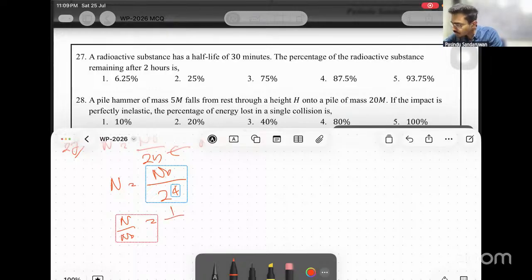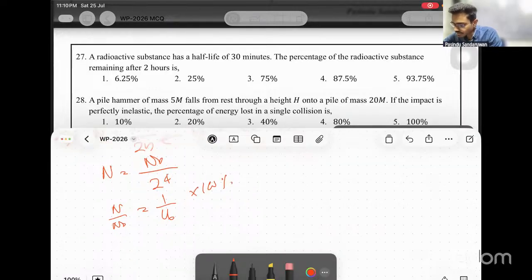Then 1 over 2 to the power 4. 2 to the power 4 is 16. Then the ratio is asked, percentage is asked. Then percentage of this is 100 over 16, that is 6.25. That's an easy one. 6.25.